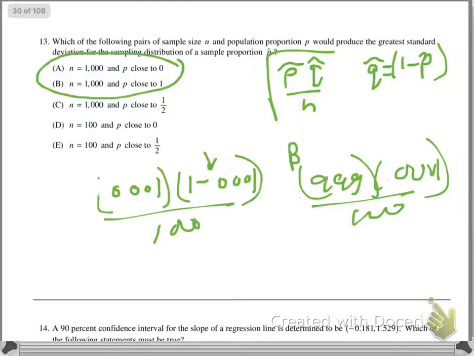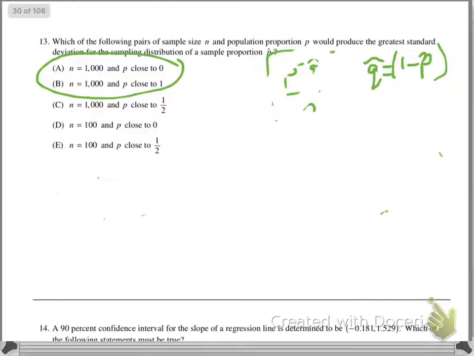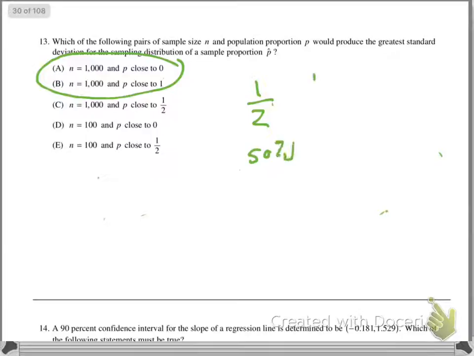Okay, so let's erase this. Now, what are our choices? And what do we know here about n? The main big difference between these is that we have n is 1,000 and n is 100. Let's just explore this. If I have 1/2, that is 50%. If I have 1/3, I have 33%. And if I have 1/4, I have 25%. So as the denominator gets bigger, my fraction gets smaller, or my percent gets smaller.